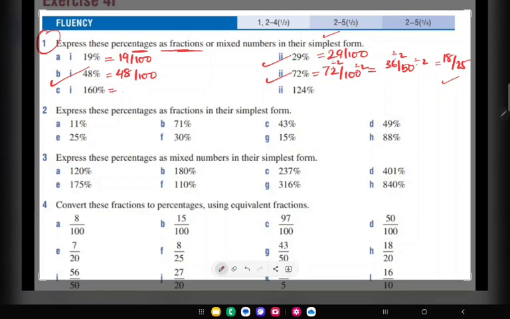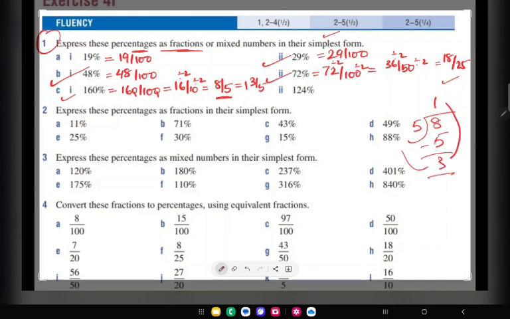Now 160% is 160 over 100. I can cancel the zeros. Cancelling 0 is just simplifying by 10. So that's 16/10. I can divide by 2 to simplify further. That's 8/5, which is an improper fraction. So I can divide and write it in mixed form, 1 whole 3/5. If you remember, 8/5 is 1, because 5 times 1 is 5, and 8 minus 5 is 3. So that's 1 whole 3/5.